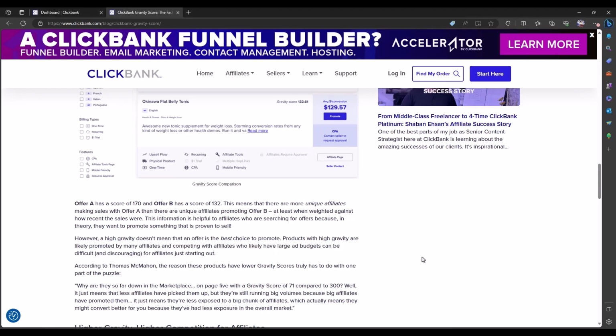So if you have a lot of budget, just go for the higher gravity products, and if you're starting out, just go for a medium or low range gravity product. In that way you can actually make some good profits.